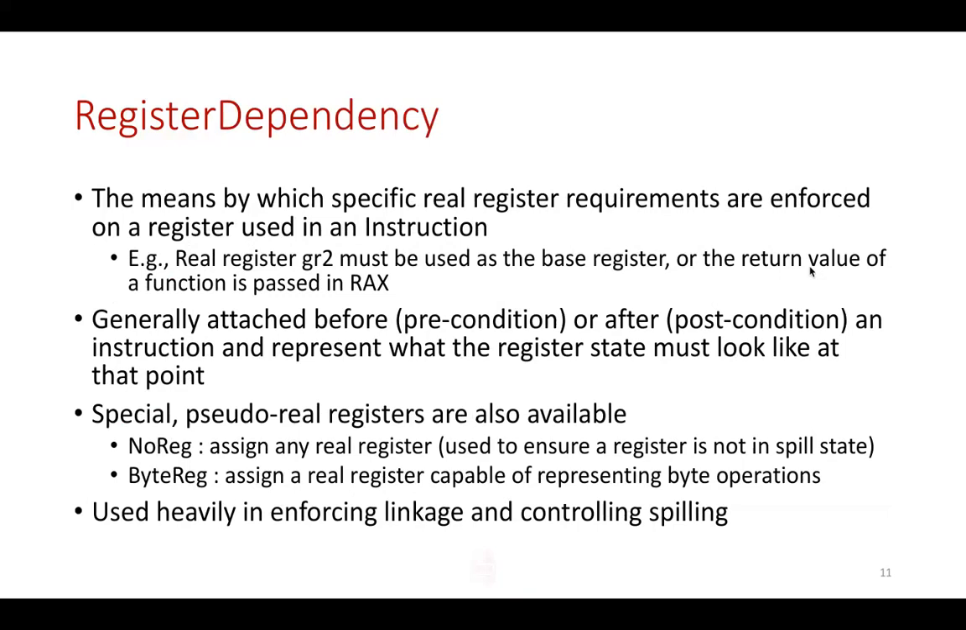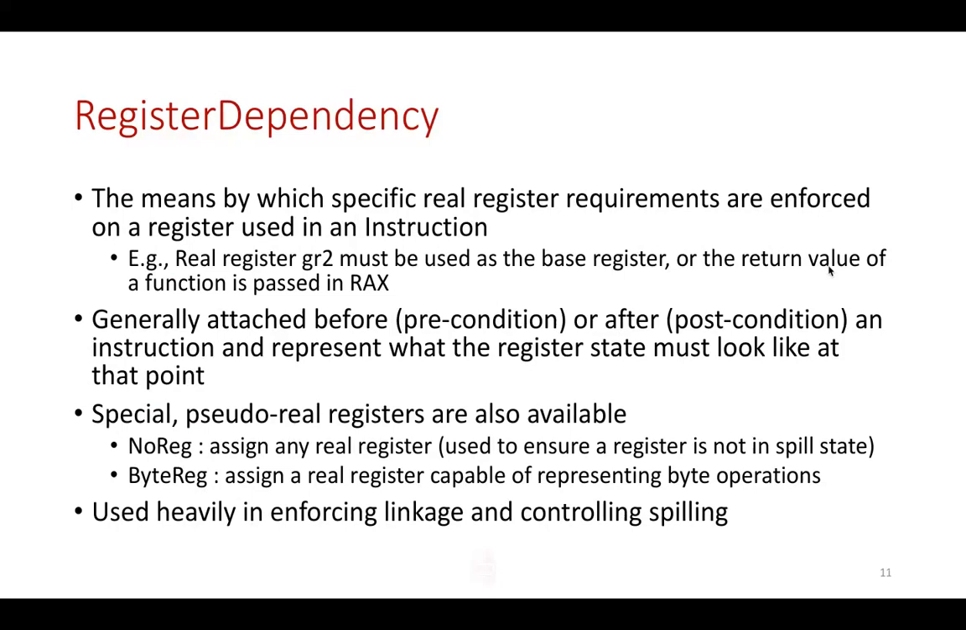Okay, so register dependencies are a little bit different as well. Register dependencies are really the means by which specific real register requirements are enforced on a register that's used in an instruction, right? So this is where you can specify that if I'm using this particular instruction, and this instruction expects that the shift length is going to be in a certain register, like GR0, then this is the mechanism that you use to enforce that.